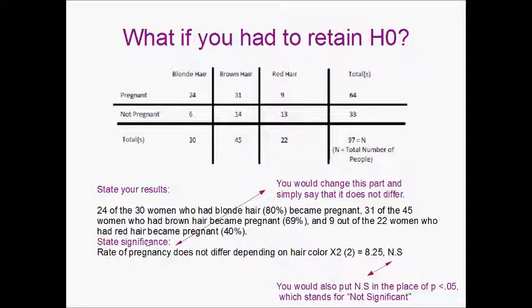And then for the significance, you're going to change. You would say rate of pregnancy does not differ depending on hair color. You would write chi-square degrees of freedom, which is 2, equals 8.25, which was our chi-square statistic that we got, comma, n.s., which would just mean not significant. And you wouldn't state a third part because there was no significance.